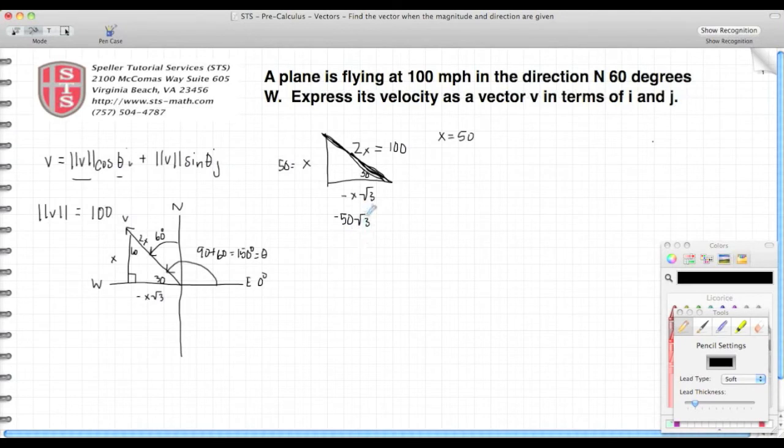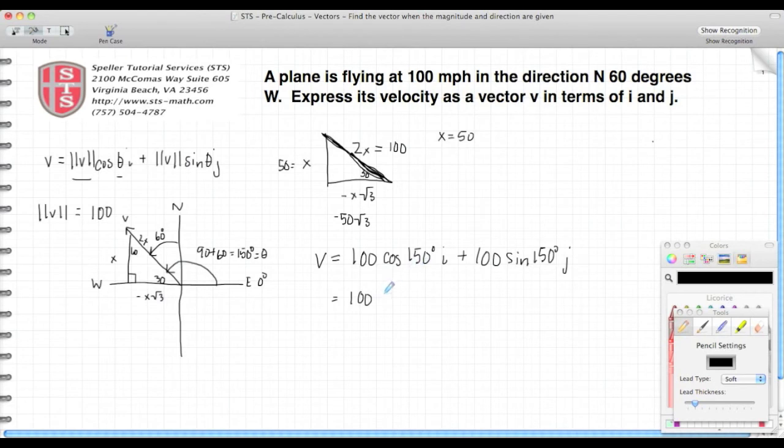Now, using this information, we're going to begin our substitution into the vector so that we can get it in terms of i and j. Well, I know v is equal to the magnitude, which is 100, cosine 150 degrees i, plus the magnitude, again 100, sine 150 degrees j.